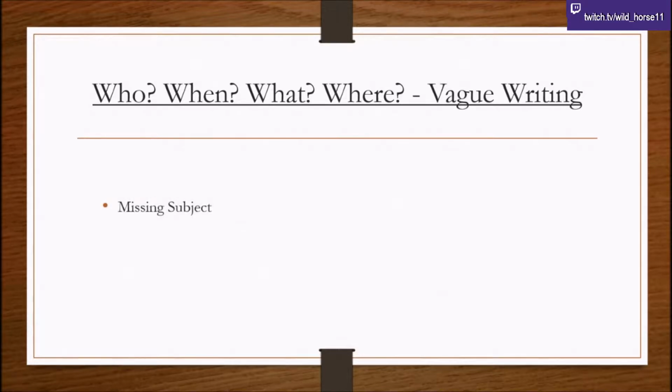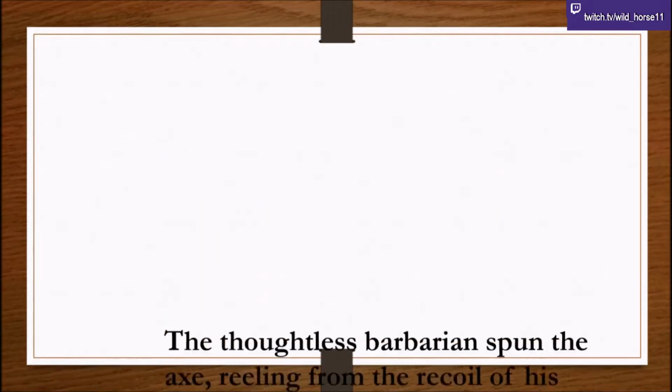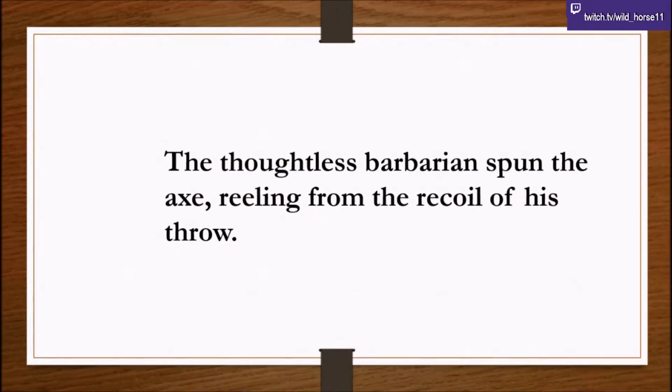Missing subjects are often a symptom of using ing verbs. Here's an example of a missing subject. The spinning of the axe caused dizziness. In this example, we don't know who spun the axe or why. It is far less interesting, and there's actually no subject in this sentence. Here's the correction. The thoughtless barbarian spun the axe, reeling from the recoil of his throw.